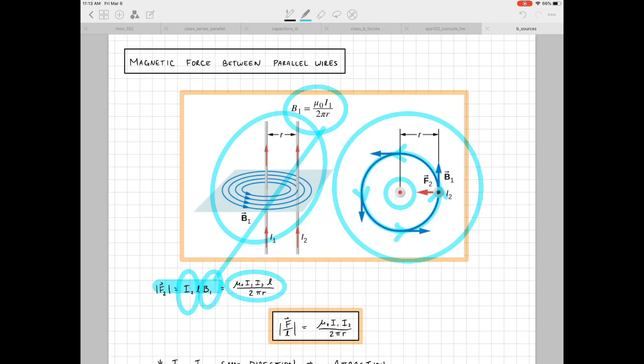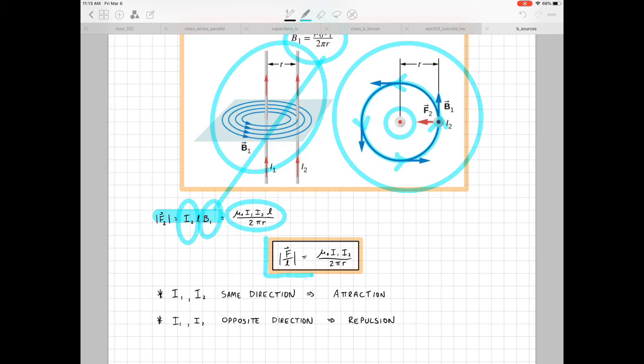And so that means if you divide both sides by L, you can talk about the force per unit length. If you didn't actually know the length, then you could just say the force per unit length is just mu naught I1 I2 over 2 pi r. So the force between these two wires depends on the current in each of the wires, and then also the separation. What this means in practice is that if I1 and I2 are in the same direction, then the force is an attractive force, and the two wires will move together. And if I1 and I2 are in opposite directions, then that force is repulsive, and they will move apart.